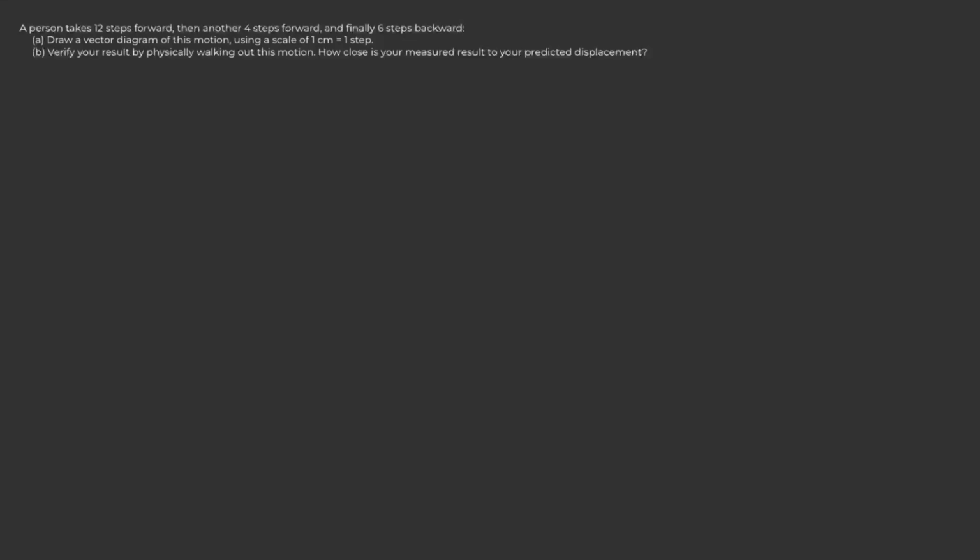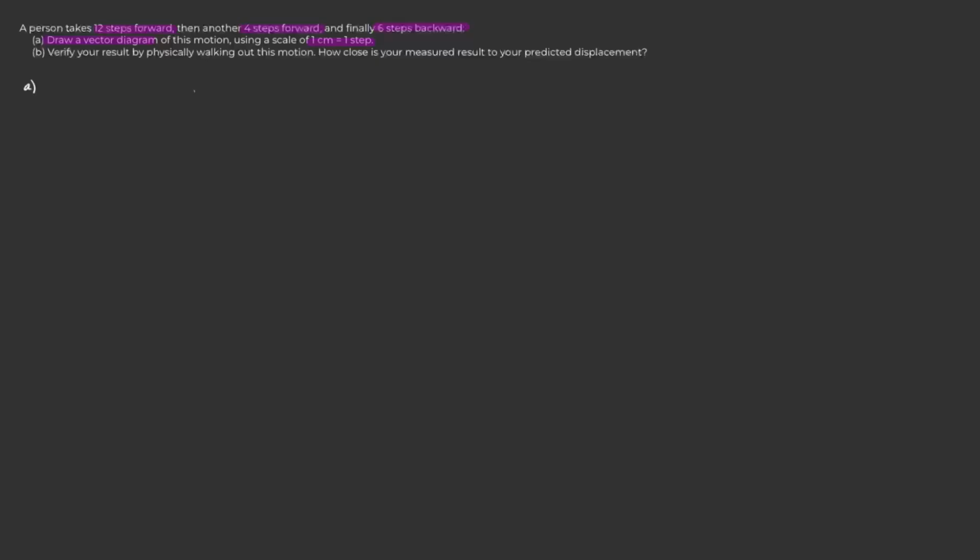Okay. A person takes 12 steps forward, another 6 steps forward, and then 6 steps backwards. A, they want us to draw a vector diagram for this motion using a scale of 1 centimeter per step. So, I don't think I have a ruler on here, but on your paper, you'd want to get a ruler and make sure that every step is going to be 1 centimeter. Okay.